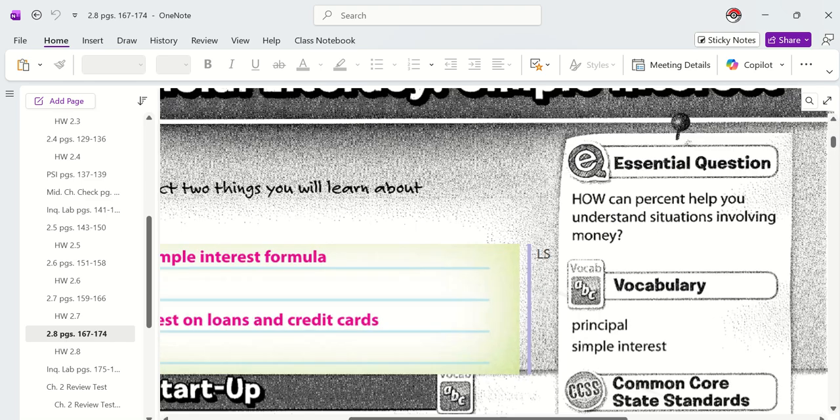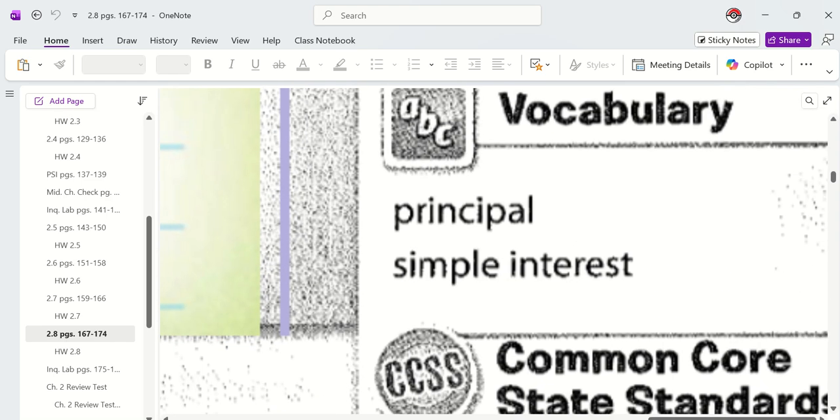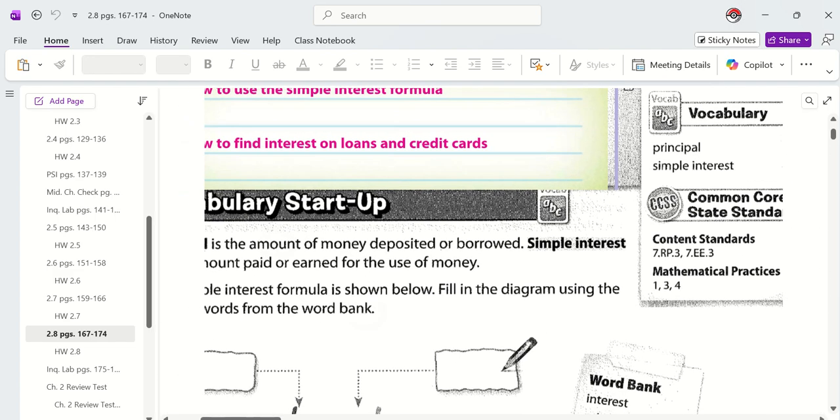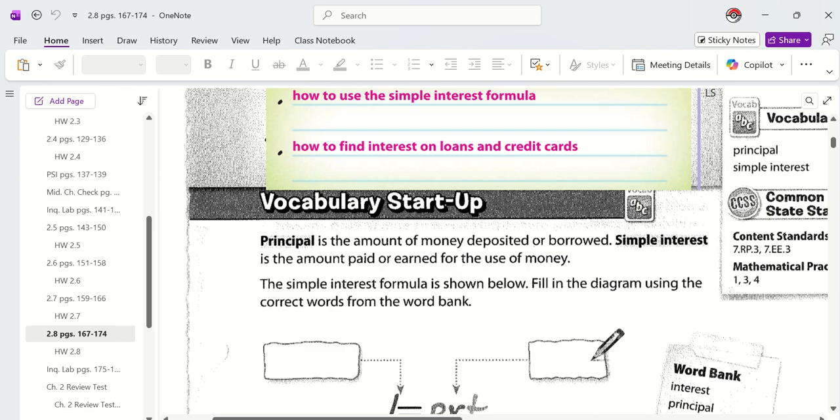Okay? Your vocab terms are principal and simple interest. Let's go over principal really quick. Principal is the amount of money that you either deposit or you borrow. So again, if we're talking about you earning money, the money you put into the bank or into an account is the principal in that case. Or if we're talking about borrowing money or using a credit card, that is the money you borrow.